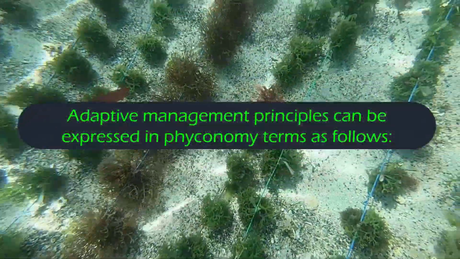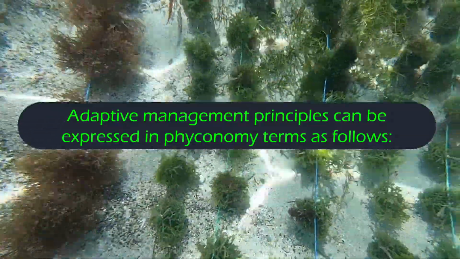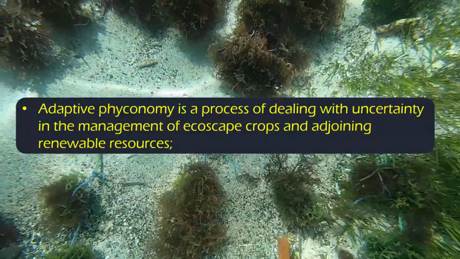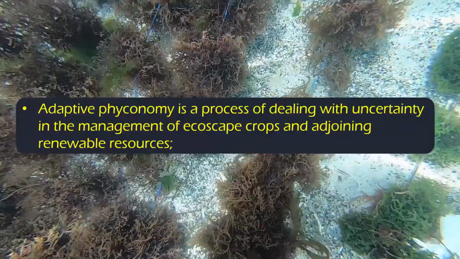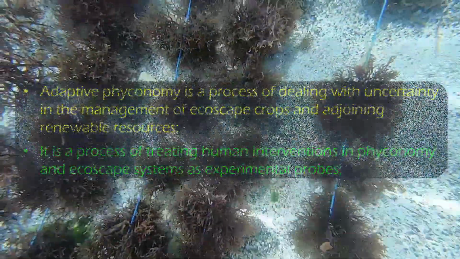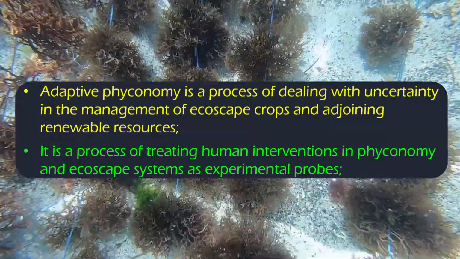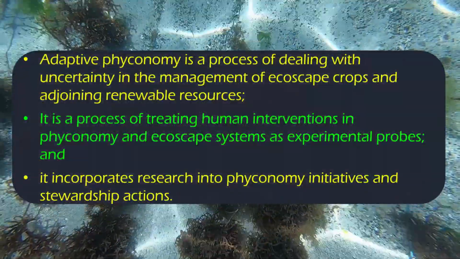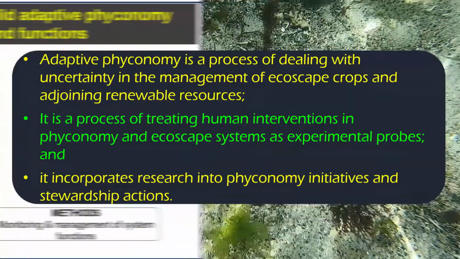Adaptive management principles can be expressed in phyconomy terms as follows. Adaptive phyconomy is a process of dealing with uncertainty in the management of ecoscape crops and adjoining renewable resources. It is a process of treating human interventions in phyconomy and ecoscape systems as experimental probes, and it incorporates research into phyconomy initiatives and stewardship actions.